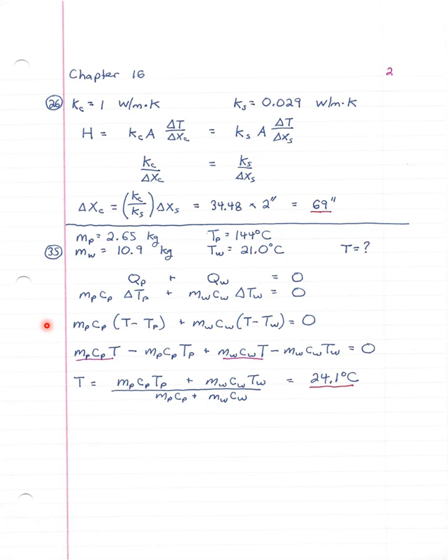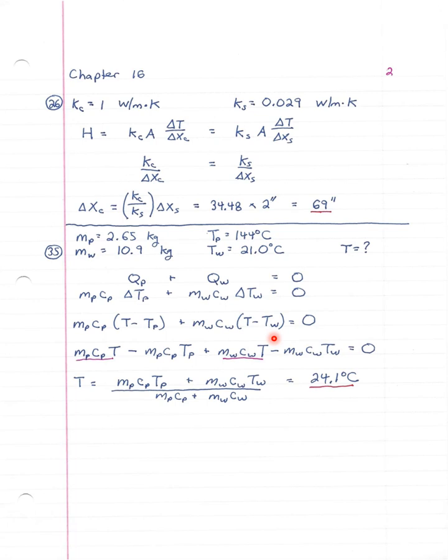And it starts by expanding those delta T terms. Delta T of the pan is T minus T sub P, because remember, the change in a temperature is always final minus initial. So it's final temperature minus initial temperature of the pan. And over here, delta T of the water is final temperature minus initial temperature of the water.